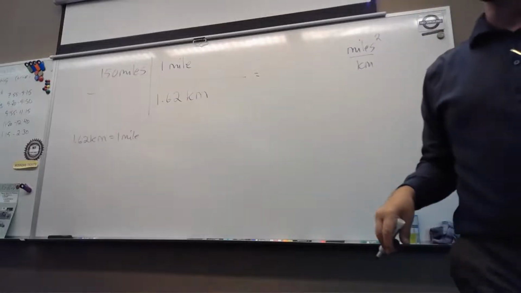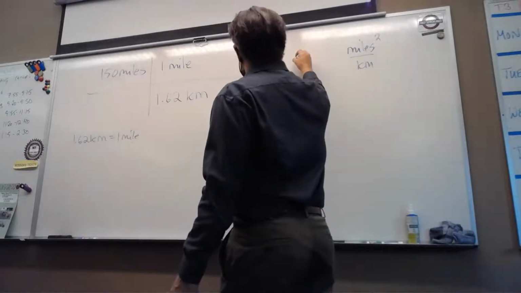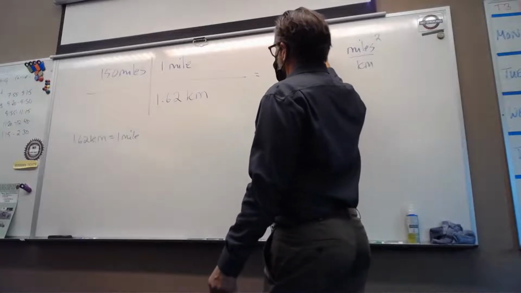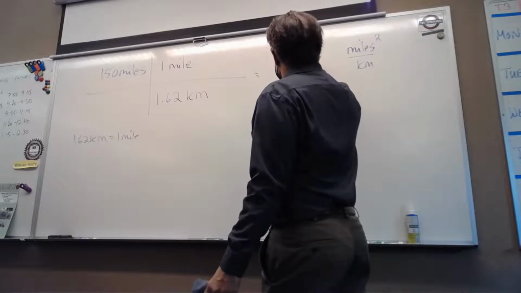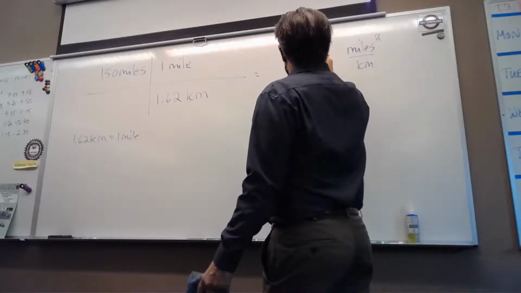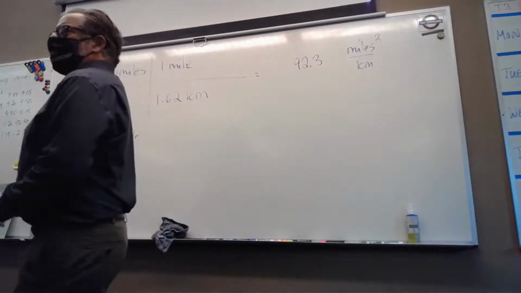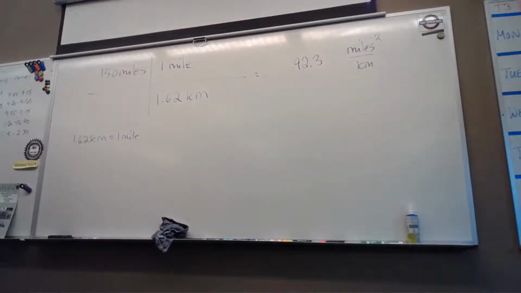Somebody with a calculator, go. Give me a second. Guys, do we agree? 92.3-ish? 92.6. Yeah. If I were to tell you that the distance from my house to Seattle was 92.3 miles squared per kilometer, what do you think your reaction might be? Ah, yes, of course. What the heck are you talking about?